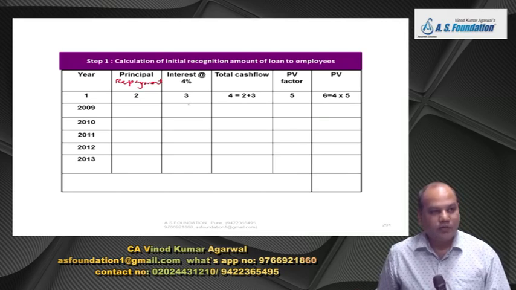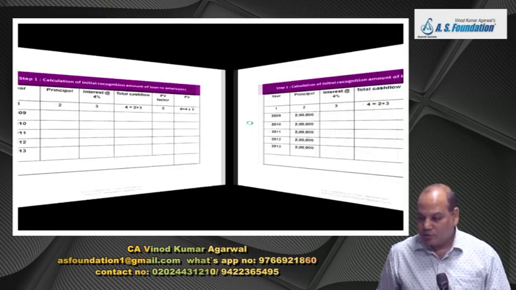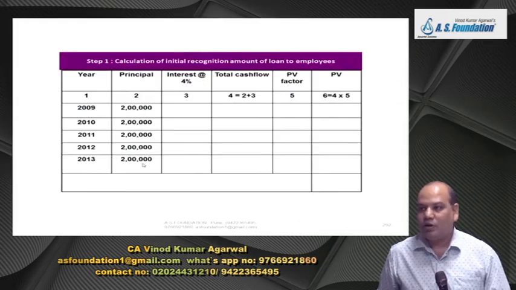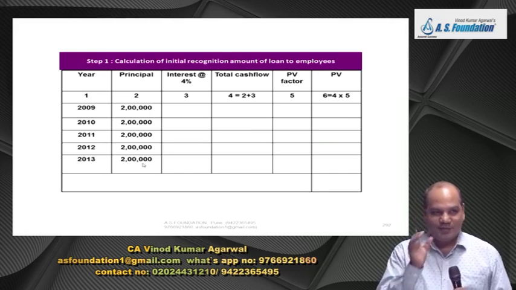Interest at 4%. Will interest be constant or diminishing? It will reduce because every year 2 lakh you are repaying. Total cash flow will be this interest plus principal. Factor, copy from the question book, preferably given in the question, and multiply. Do this task yourself. I will help you with the principal column. 2 lakh 5 times.